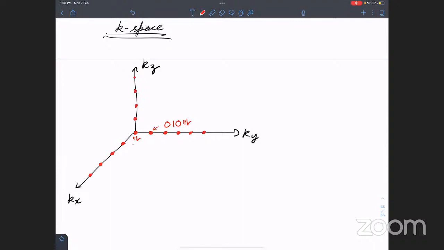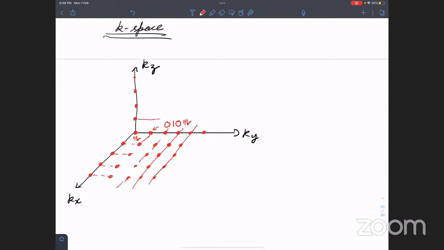And I can have states here also, like this. So I'm going to draw some wire here. So imagine states like that, right? Each of these states is an allowed state. So we are simply now mapping out the K for all the allowed states. These are all the allowed states.